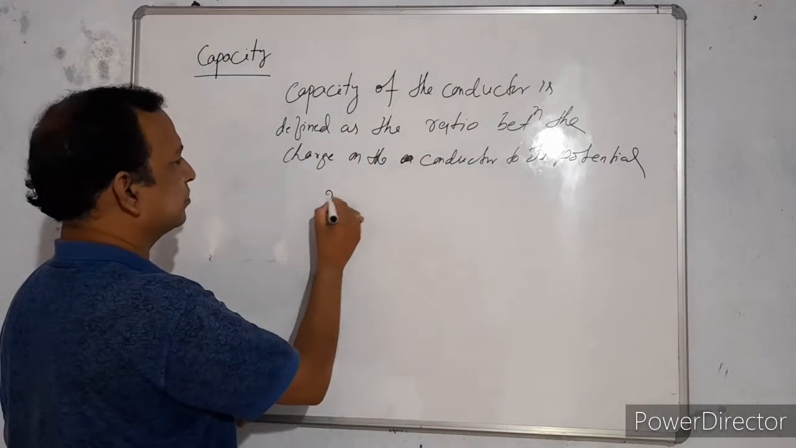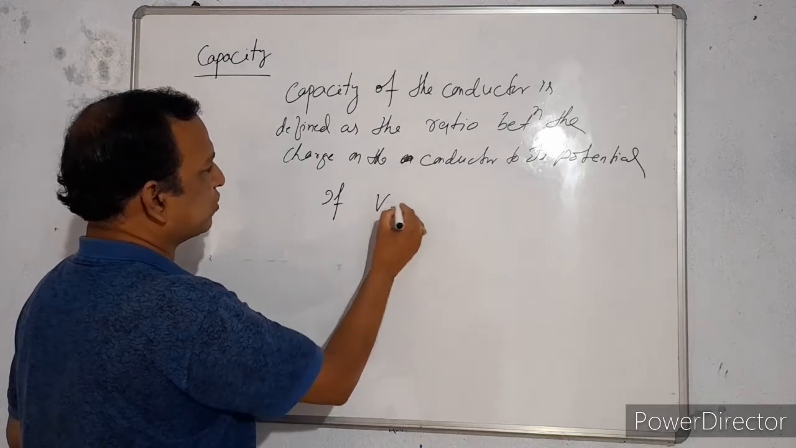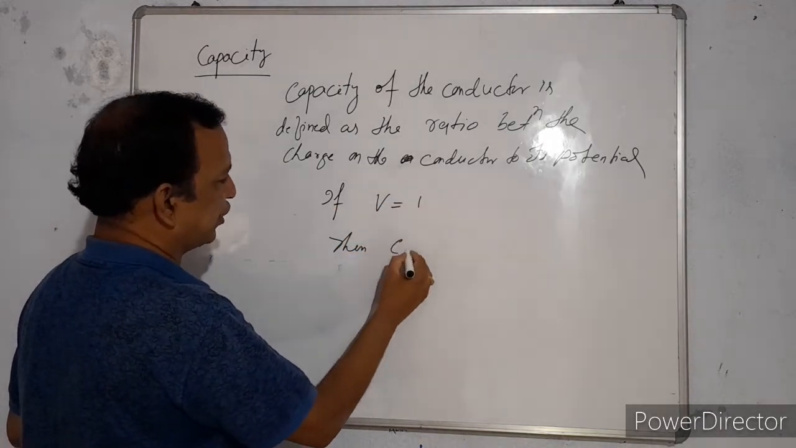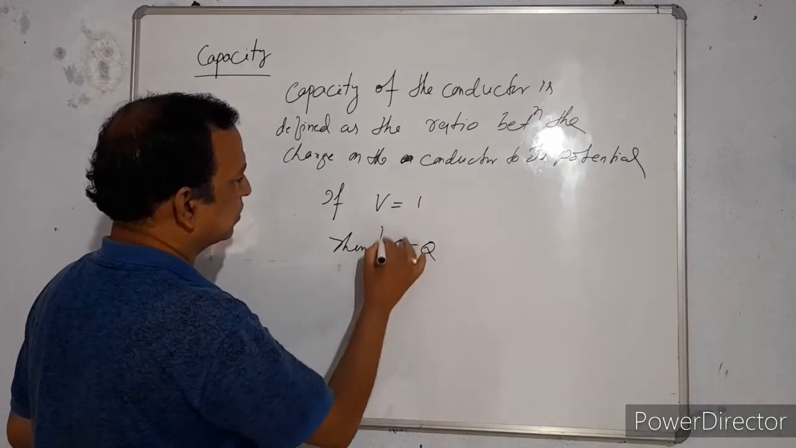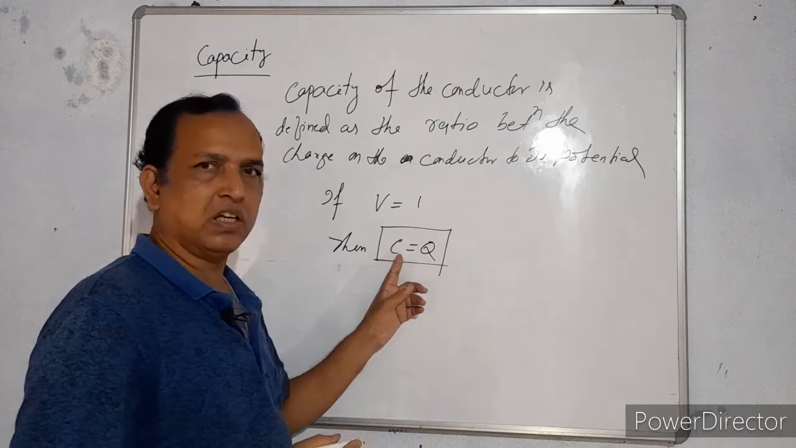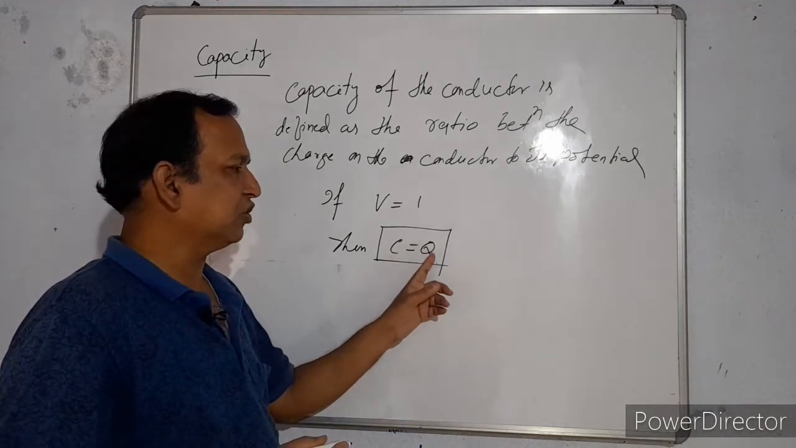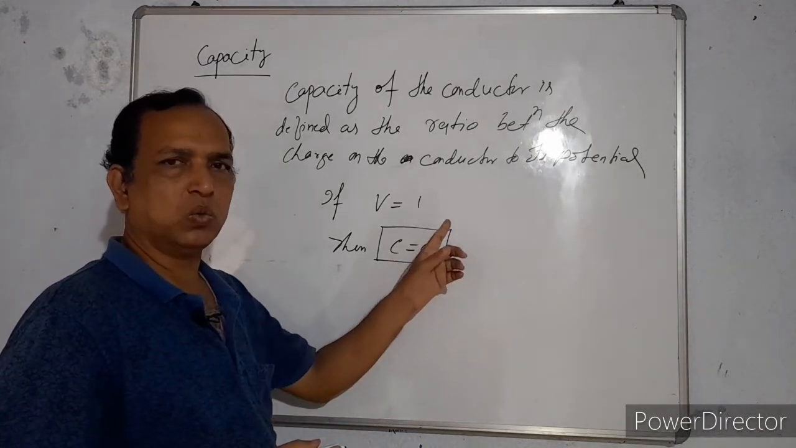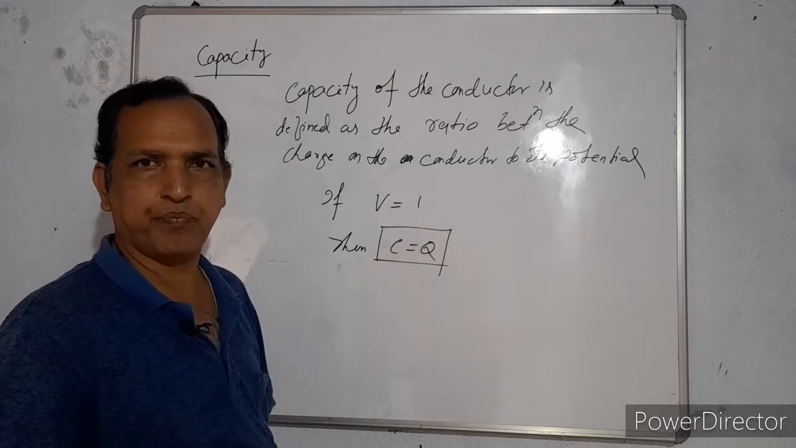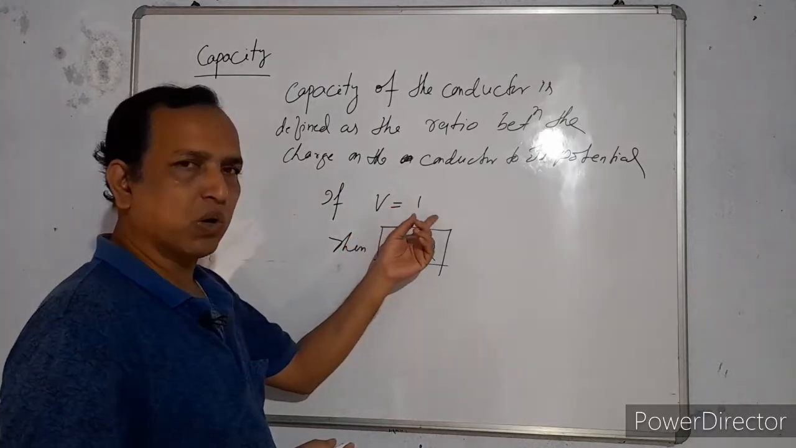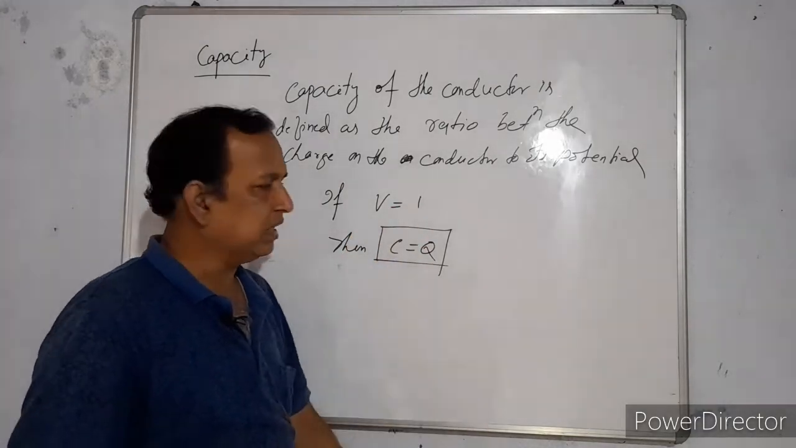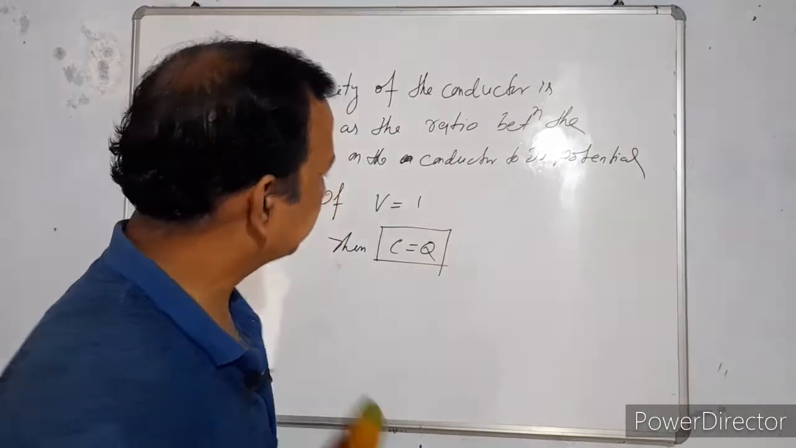If V is equal to 1, then C is equal to Q. So that means capacity of the conductor is also defined as the charge given to it when potential is unity. That means if potential is 1, then capacity is equal to charge. That's all. Now units.